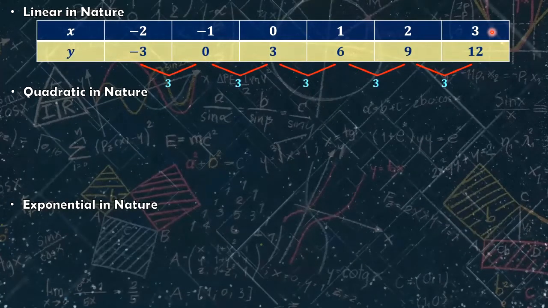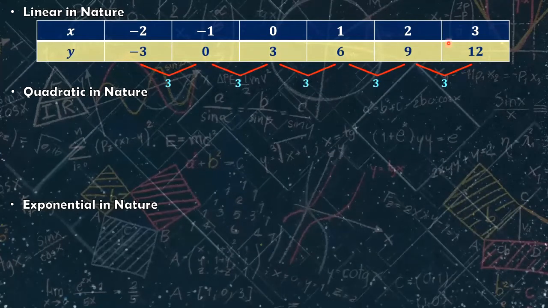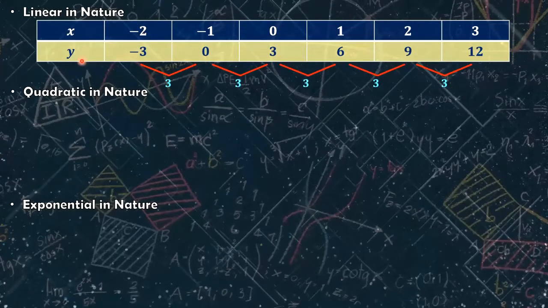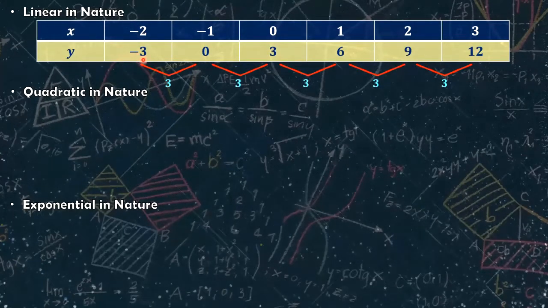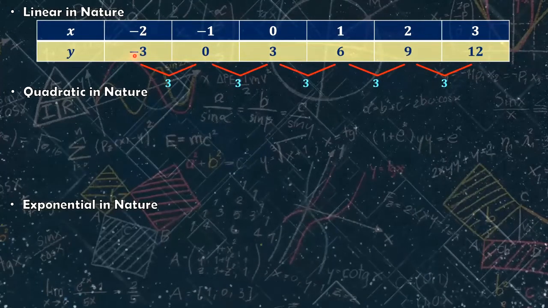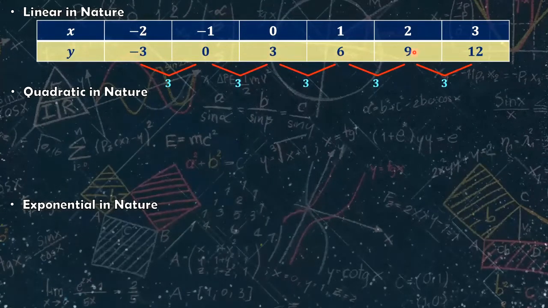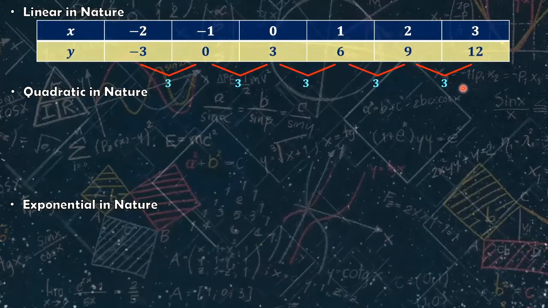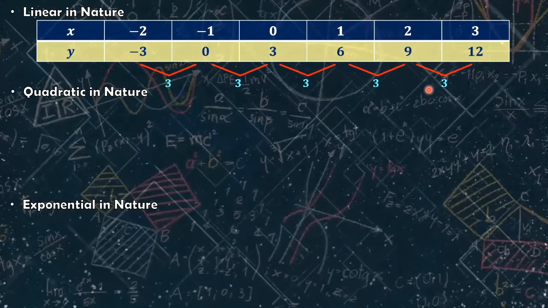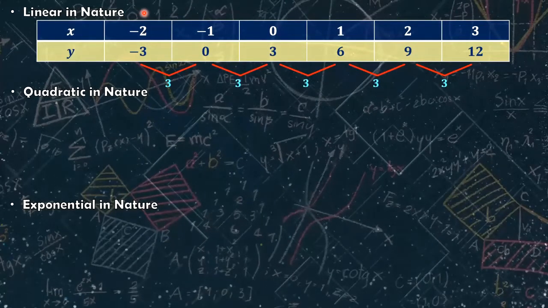It is called the common difference if the difference between every pair of consecutive terms in a sequence is the same. In our dialect, this means for us to identify the common difference, just simply subtract the values of y. Let's say, let's subtract -3 and 0, 0 and 3, 3 and 6, 6 and 9, 9 and 12. If it has the same result, therefore, that is the common difference. Now, if we identify the common difference, therefore, it is linear in nature.